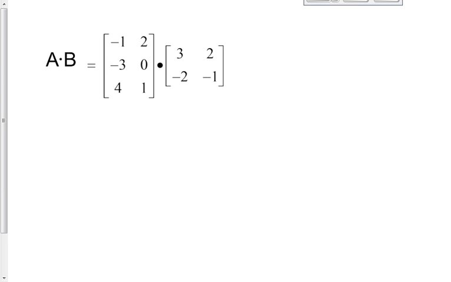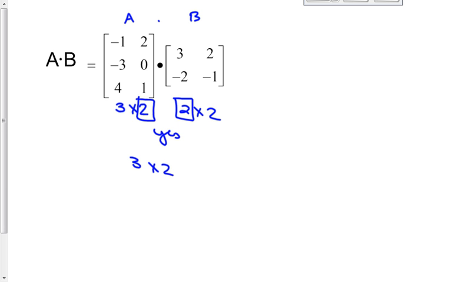Okay, let's try this one. A times B. A matrix is here. B matrix is here. We need to know the sizes to make sure this is going to work. This is a 3 row by 2 column, 3 by 2 matrix. The B matrix is 2 rows, 2 columns. The number of columns of the first matches the number of rows in the second. So yes, this is definable. My answer matrix when I'm done should be of size 3 by 2.